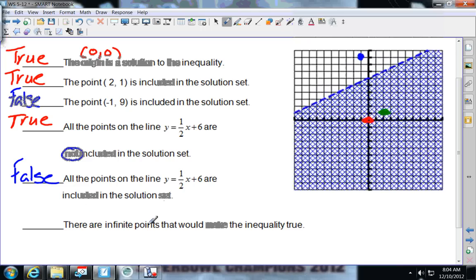There are infinite points that would make this inequality true. What is that saying? This is just saying there are infinite points that would make this inequality true. Are there a lot of points? There's a lot. It's everything in the shaded area. So this is true.